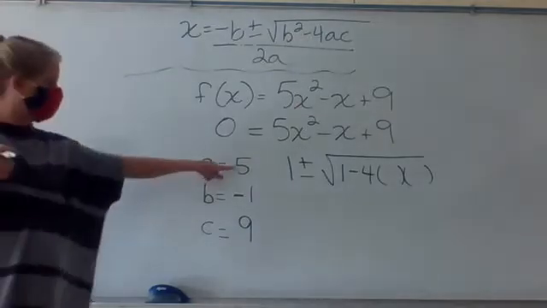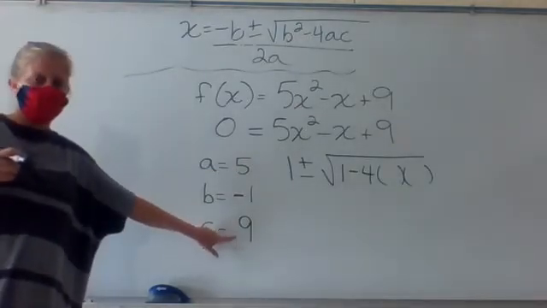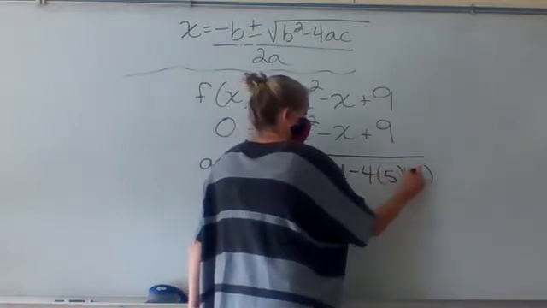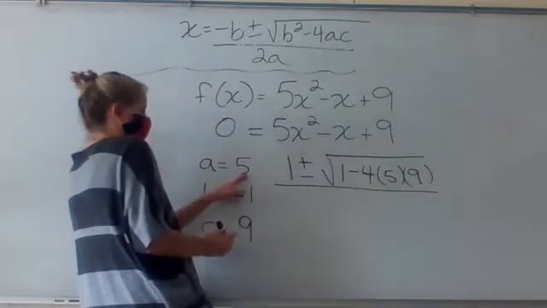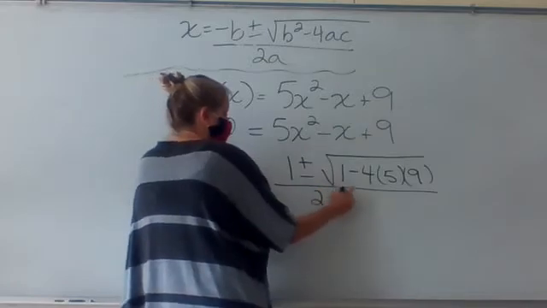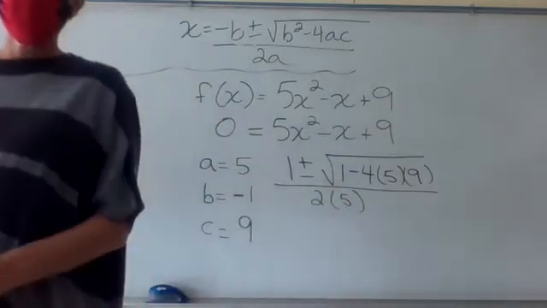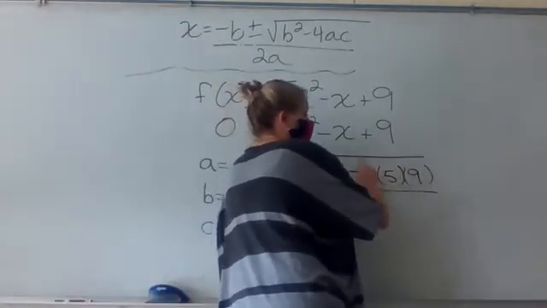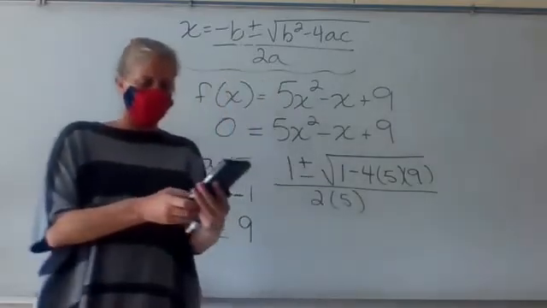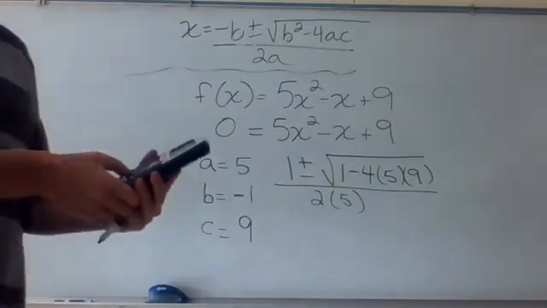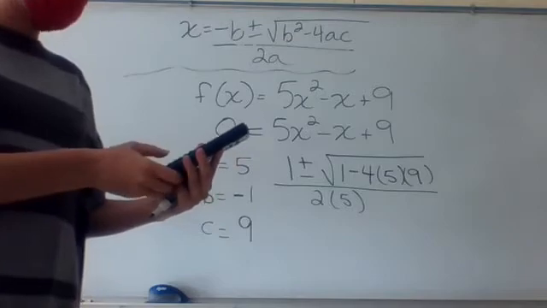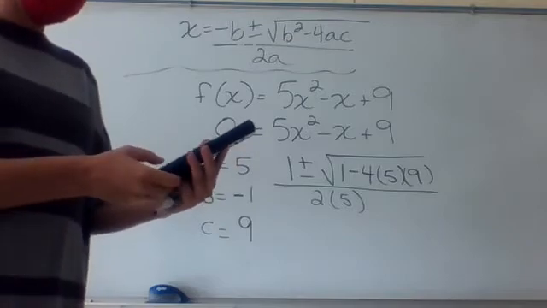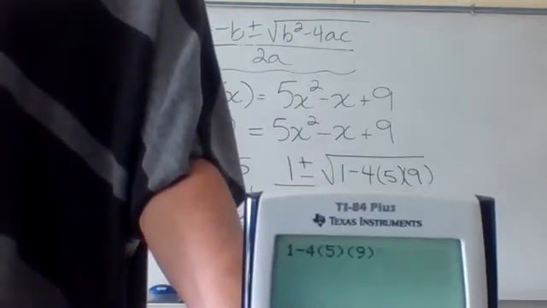This time, what are A and C? 5 and 9. All over 2 times A, which is 2 times 5. So let's see, what's going to make this one different? Let's type in what is underneath our square root. You're going to have 1 minus 4, open parentheses, 5 close, open a 9 close. So again, make what's in your calculator match exactly what's underneath your square root and hit enter.